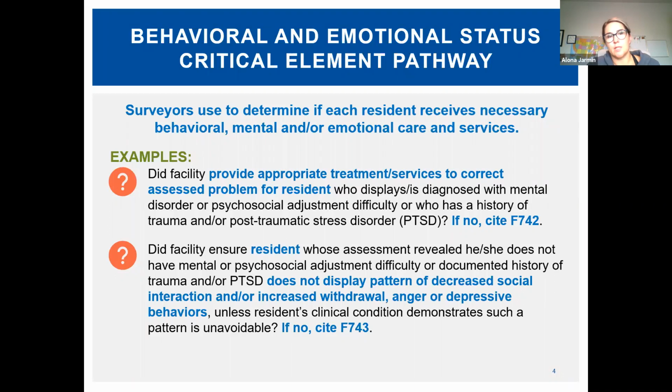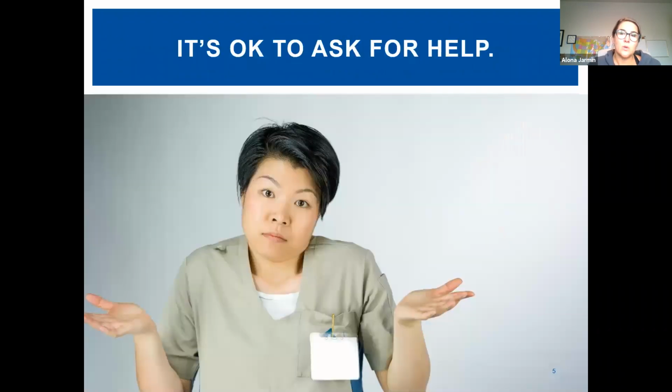So examples, did the facility provide appropriate treatment services to correct assess problem for resident? And then this tells you which FTAG they're going to cite. And I'm not going to go too deep into this because I think the bulk of this is really understanding what trauma-informed care is. So we know how hard you as nursing home staff have to work to meet the needs for your residents and for your facility. And these new regulations really are not meant to put yet another burden on your shoulders, but to provide a name to the holistic aspect in your daily cares.